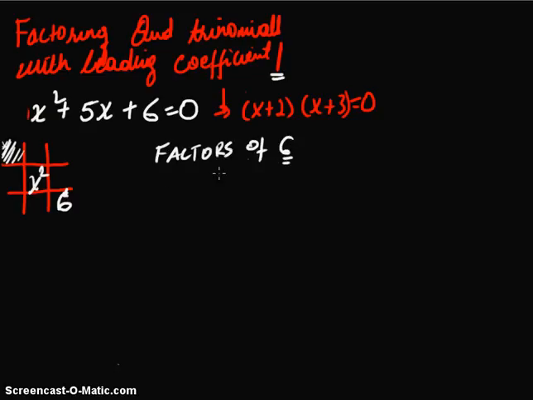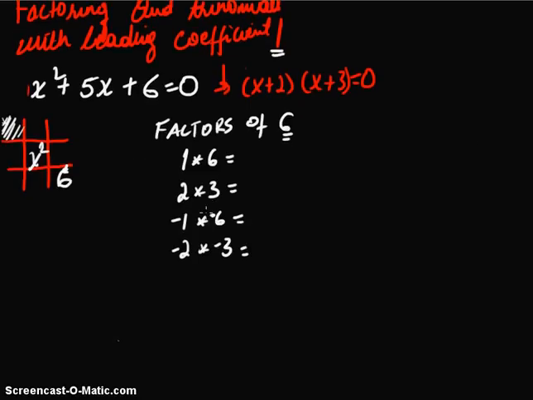Okay, what times what gives us 6? Well, 1 times 6 is the first one, 2 times 3 is the second one, and then the negatives are gonna be negative 1 times negative 6, and then negative 2 times negative 3. So these are all the ones that give me 6 when I multiply them. Out of these we're gonna choose one of the combinations, and the combination needs to be 5 when we add them.